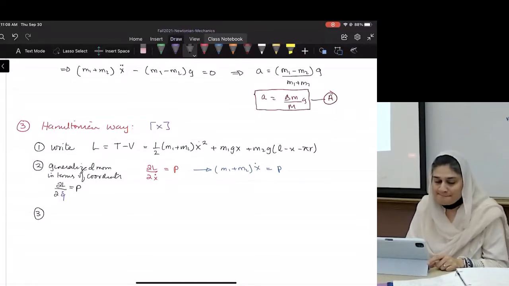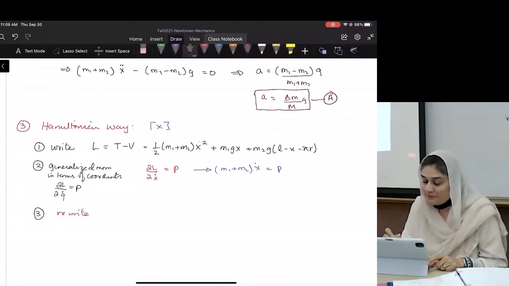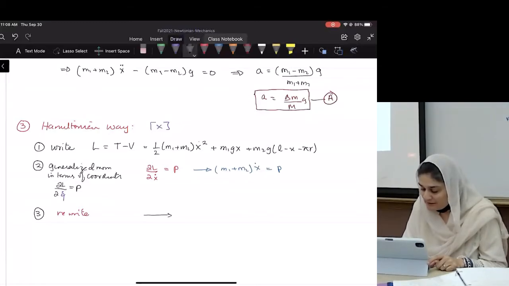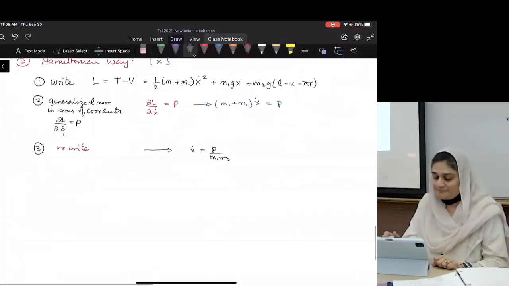What's step 3? Rewrite values from step 2 in terms of q dot. Okay, so now that we rewrite it, what will it look like? X dot equals P over (M1 plus M2). Number 4.